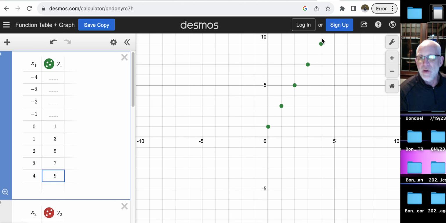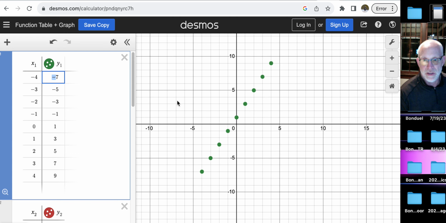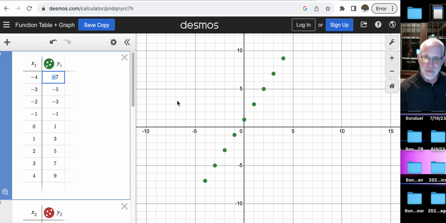Now I could just keep going. Every time I go over 1, I go down 2. Or I could say that I'm going 9, 7, 5, 3, 1. 1 take away 2 is negative 1. It fits. Negative 3. It fits. Negative 5. It fits. And then negative 7. That fits. Let's check it. Negative 4 times 2 is negative 8, plus 1 is negative 7. That works. Our equation works. There we go. Sound good?